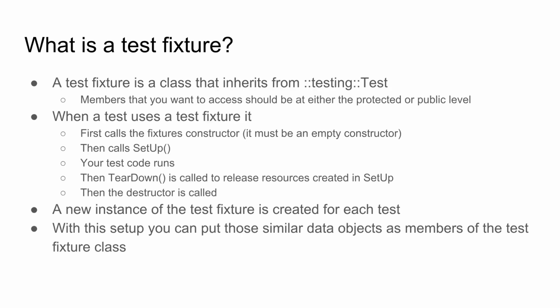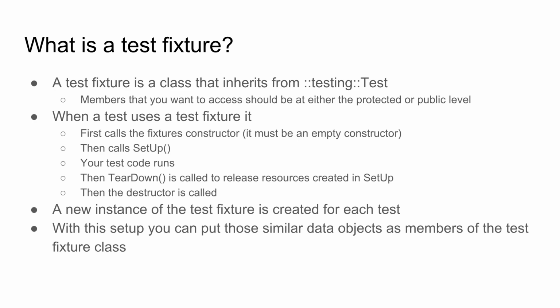So a test fixture is simply a class that inherits from testing::Test. Members that you want to access, those common data members, should be either at the public or protected level to be able to access them. And then when you use a test fixture, the process of what happens during a test is first it's going to call that fixture's constructor. But unfortunately, the fixture's constructor always has to be the empty constructor. You can't pass any arguments to it. Then it calls the setup function. Then it's going to go run your code. Then it's going to go call the teardown function, which is supposed to undo the setup. And then it calls the destructor, which undoes the constructor.